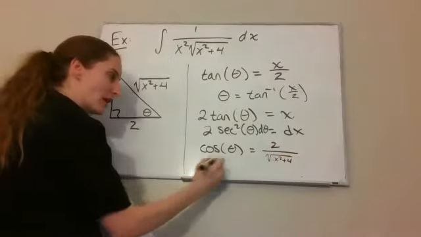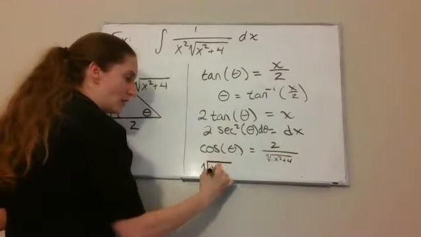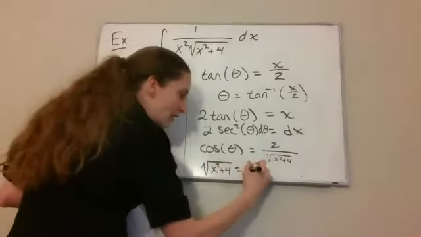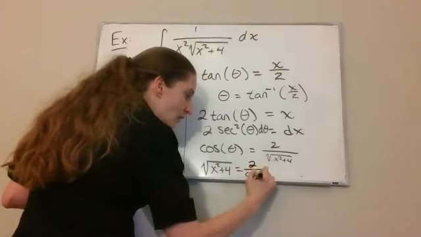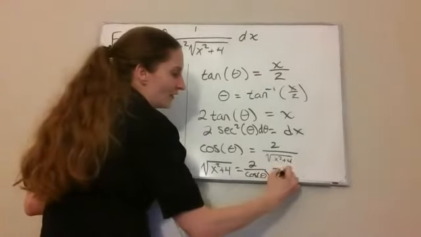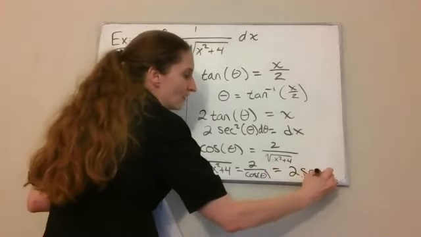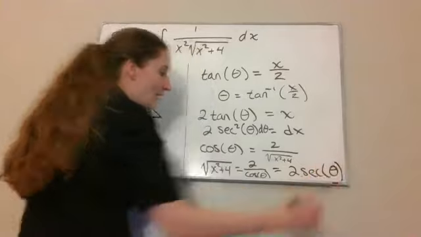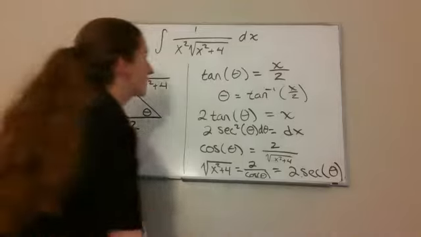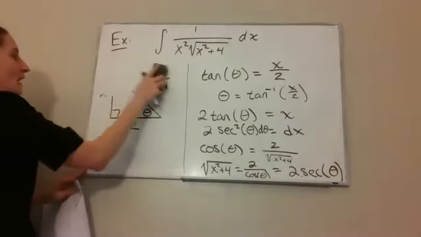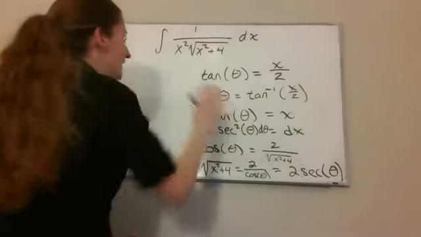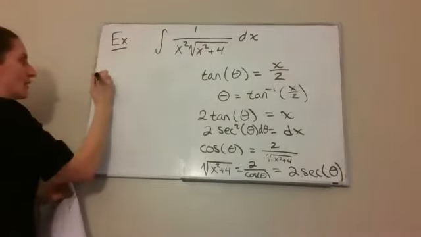So if I multiply both sides by the square root of x squared plus 4, and then divide by cosine theta, I get the square root is equal to 2 divided by cosine of theta, which is the same thing as 2 secant of theta. And now we're ready to plug our stuff in. So let me rewrite my integral. I'll erase the triangle for now and just rewrite this integral using all of this information.